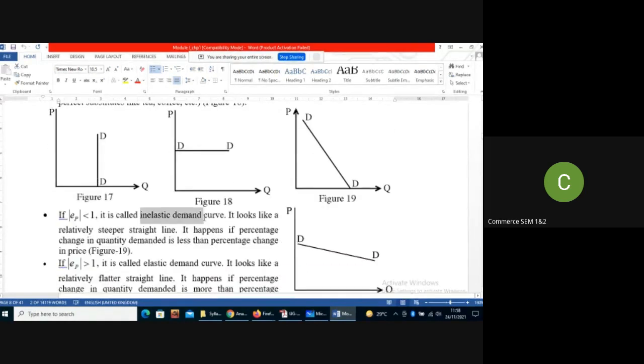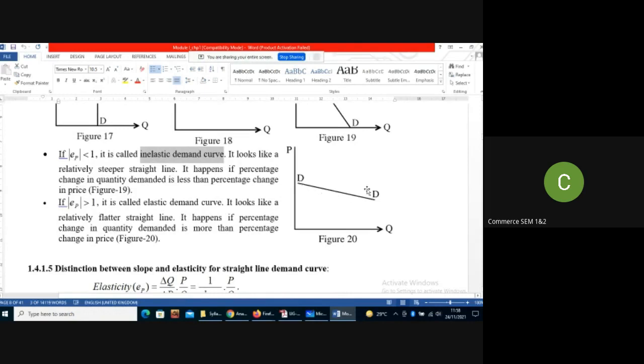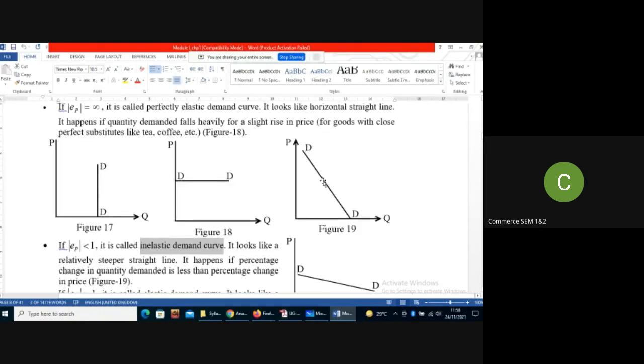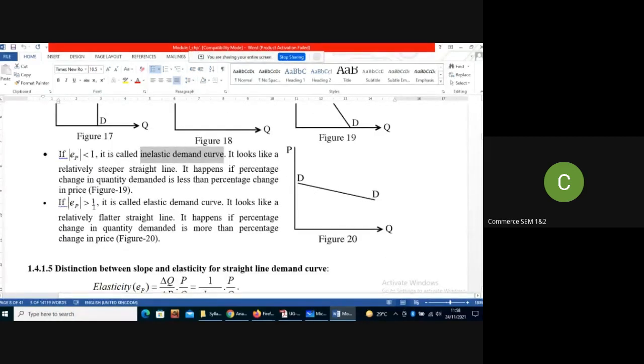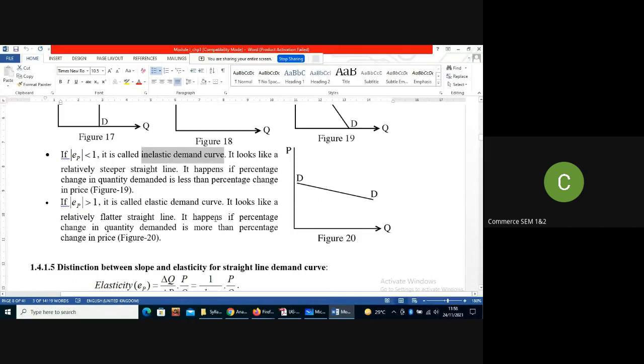Now there is an inelastic demand curve. It will be downward sloping, but relatively steeper, and its absolute value of elasticity will be less than 1. It happens if the percentage change in quantity demanded is less than the percentage change in price. Similarly, this one is relatively flatter than the steeper demand curve, so its absolute value of elasticity will be greater than 1. It happens if the percentage change in quantity demanded is more than the percentage change in price. The demand curve will look like a flatter curve like this.